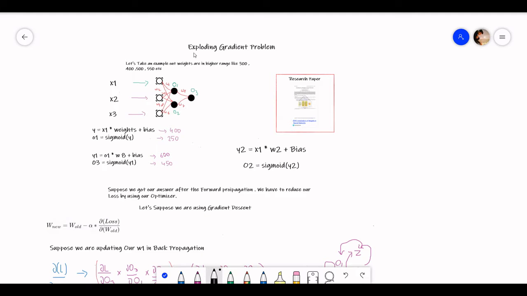In this video, I will explain the exploding gradient problem in deep learning. So let's take an example. Our weights are in a higher range. So this exploding gradient problem can be caused because of our higher number of weights.